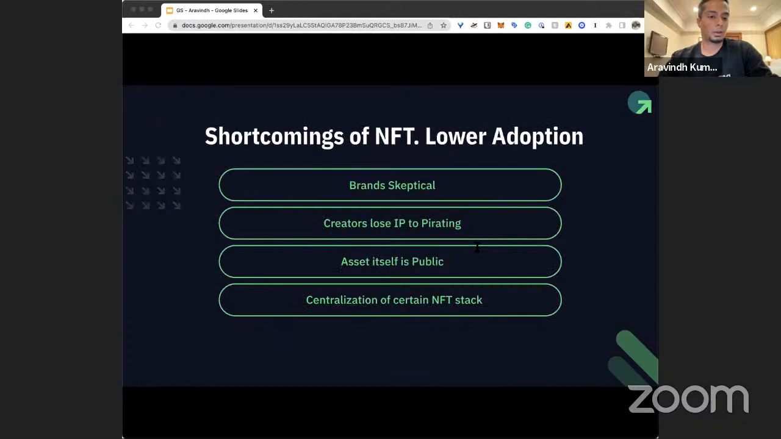But there is still a shortcoming with these NFTs, especially in the creator economy. This is from the conversations that I've had the chance to have with multiple artists and brands and platforms that are trying to sell to these brands as Web3 creator platforms, right? One is they come from a place of skepticism, right? This is because whatever is created as NFTs today is public by default.